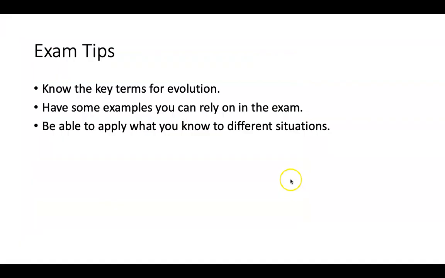All right, so just some exam tips when it comes to thinking about evolution. It's really important to know the key terms of evolution: punctuated equilibrium, gradualism, divergent and convergent evolution. Understanding VISTA, those five principles of evolution, is really important as well. And it's good to have some examples you can rely on in your exam.